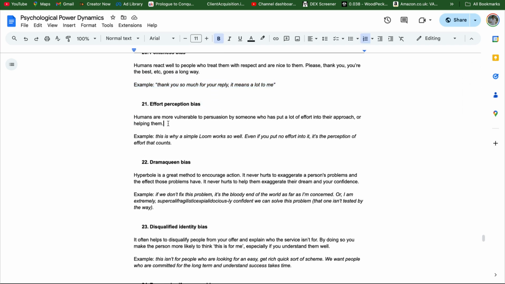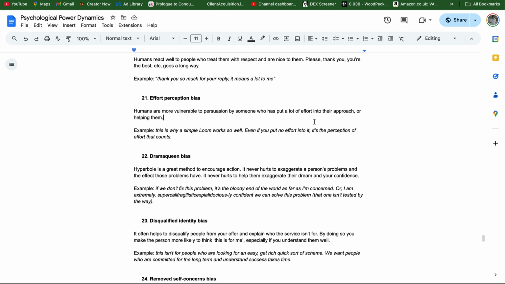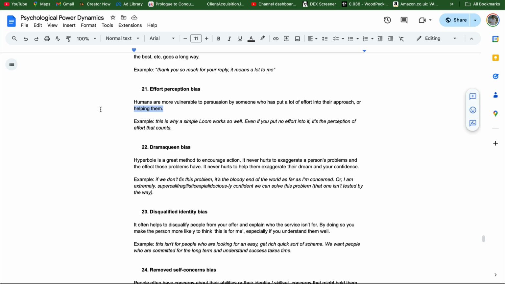21, effort perception bias. Humans are more vulnerable to persuasion by someone who has put in a lot of effort into their approach or helping them. This is why a simple Loom works so well. Even if you put no effort into it, it's the perception of the effort that counts. Like, oh my God, this person actually made a personalized Loom, or it's why personalized DMs work so well. This person's actually gone out of their way to send me a personal DM, mention my name, understand my current situation, etc. Right? Yeah, it takes longer to scale, but you get better results.